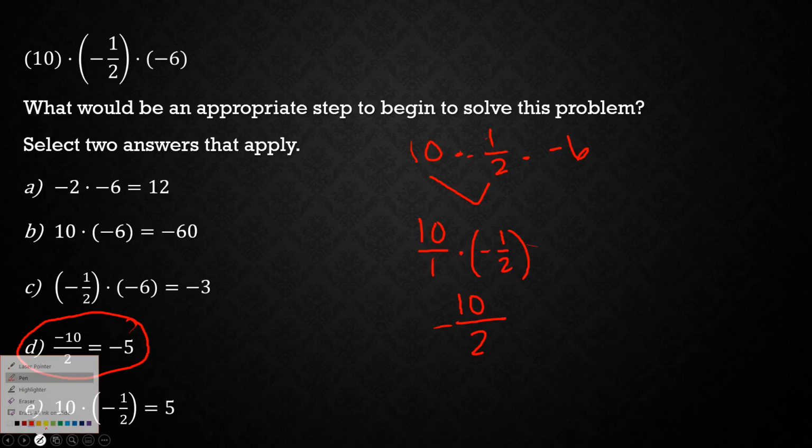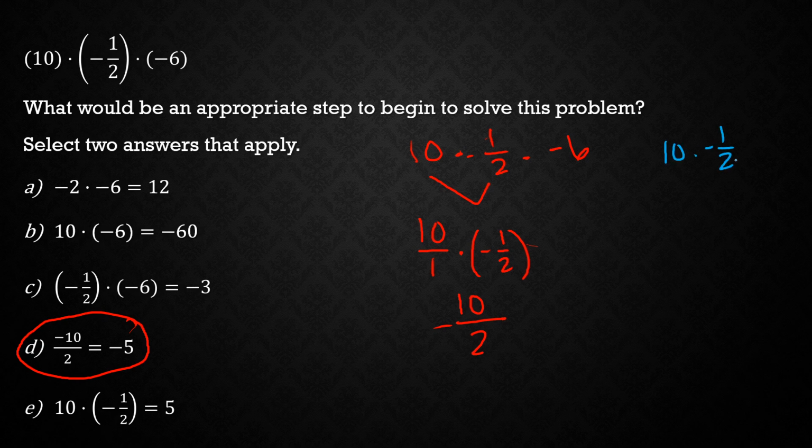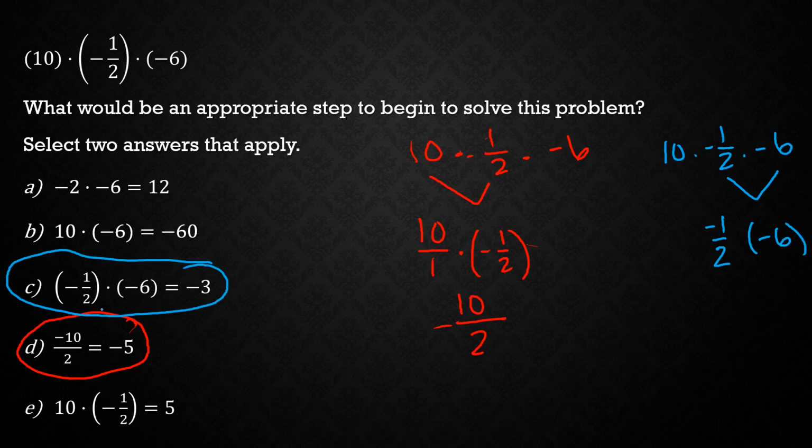The next thing that I could do is I could also multiply these two first, right? If I were to do negative 1/2 times negative 6, that is this step right here. Negative 1/2 times negative 6. And this would give me a positive 3. However, I don't necessarily... Oh, whoops.